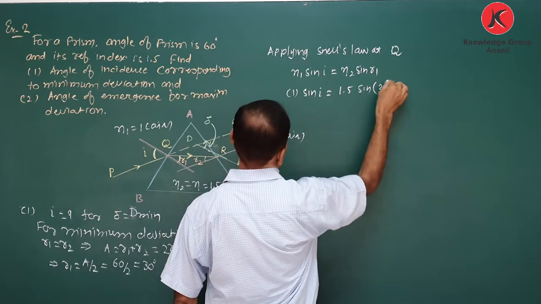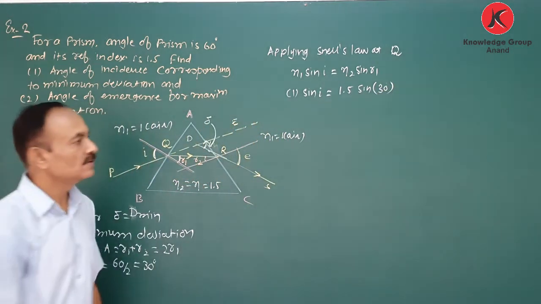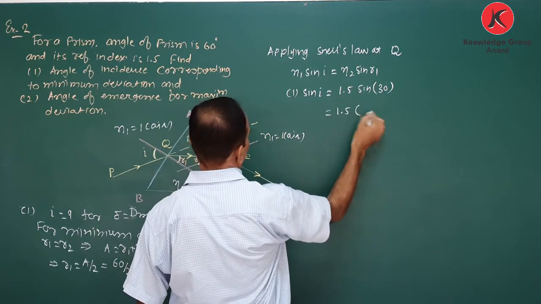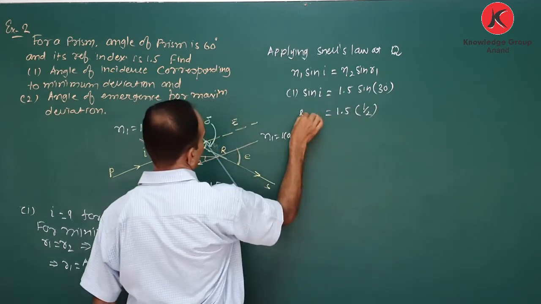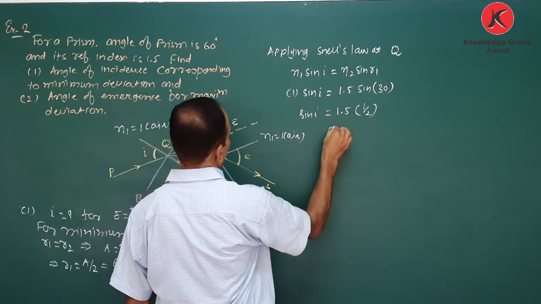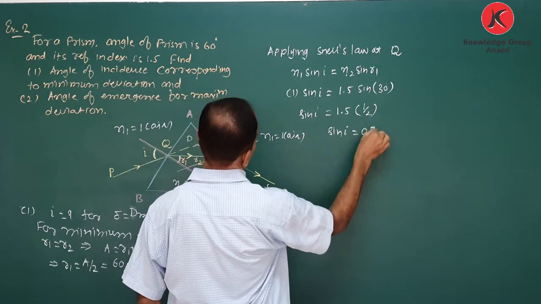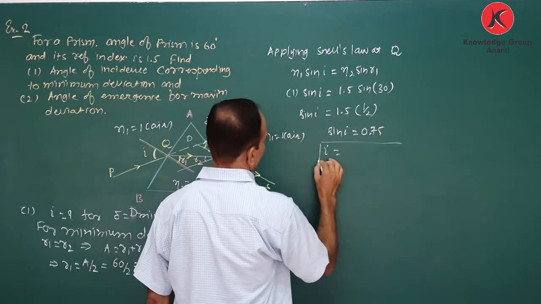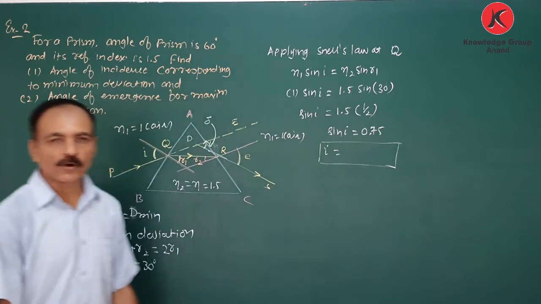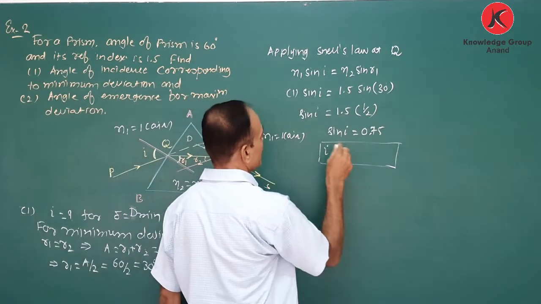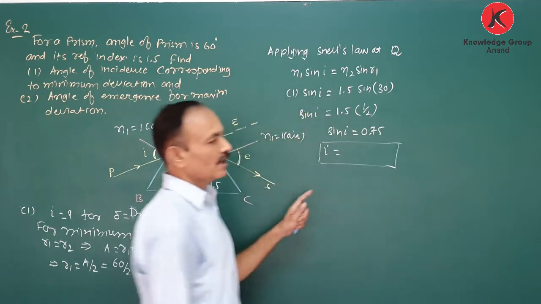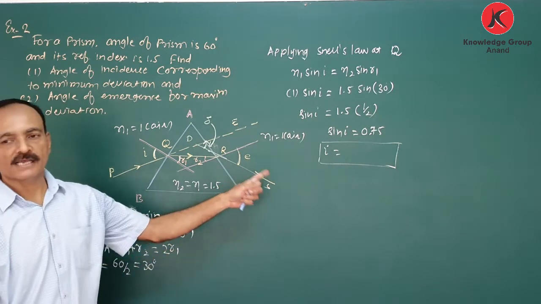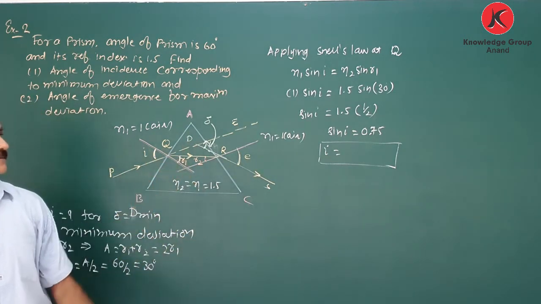I1 is 30 degree. Sin 30 is 1 by 2. So 1.5 into 1 by 2 gives sin I. Therefore, sin I is equal to 0.75. Corresponding to that, find out I. It is approximately 48 degree something for the minimum deviation angle of incidence. So this way we can find out the angle of incidence I for this.